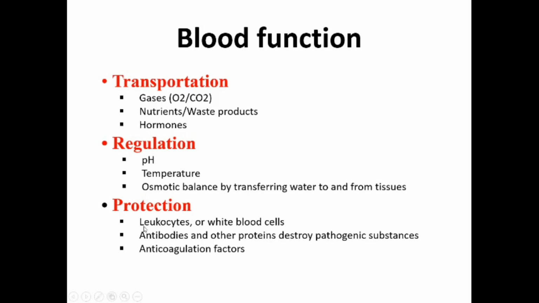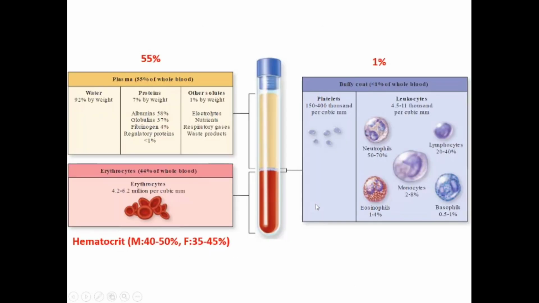Blood has leukocytes or white blood cells, antibodies, and other proteins that can destroy any invaders. Because of these components, the blood has protective roles in our body. Again, anticoagulant factors have another protective function and prevent bleeding in our body.